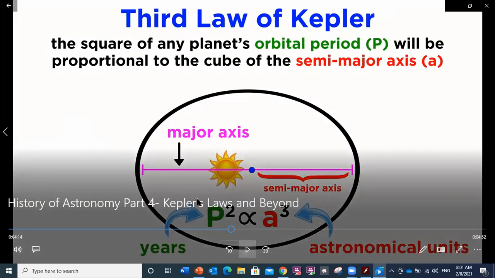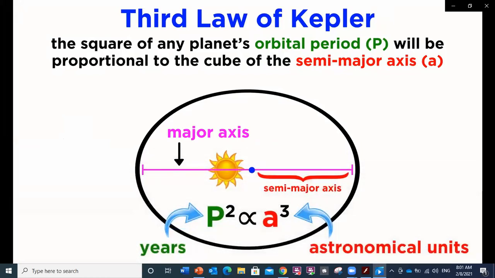Of course, we use different symbols, but it's the same. In place of P, we use T, and in place of a, we use r, so T squared is proportional to r cubed. Okay, this is the third law of Kepler.